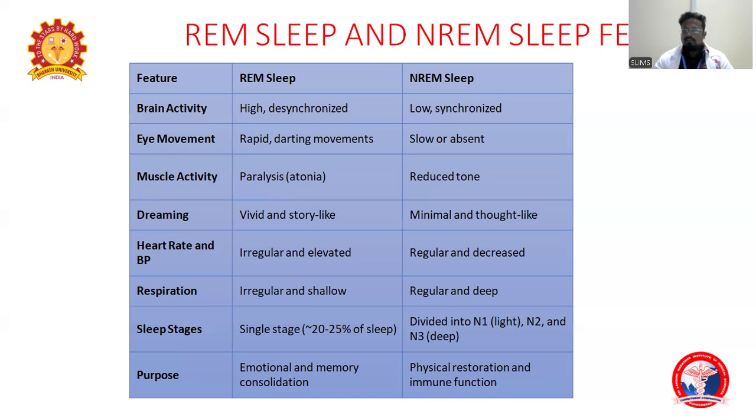So in sleep stages, REM is 20 to 25% of sleep, and NREM is divided into N1 light, N2 and N3 deep. Purpose: emotional and memory consolidation in REM sleep, physical restoration and immune function in NREM sleep. Usually the purpose of REM sleep is emotional and memory consolidation. In NREM, that is physical restoration of the body and increase in immune function, which usually happens in NREM sleep.